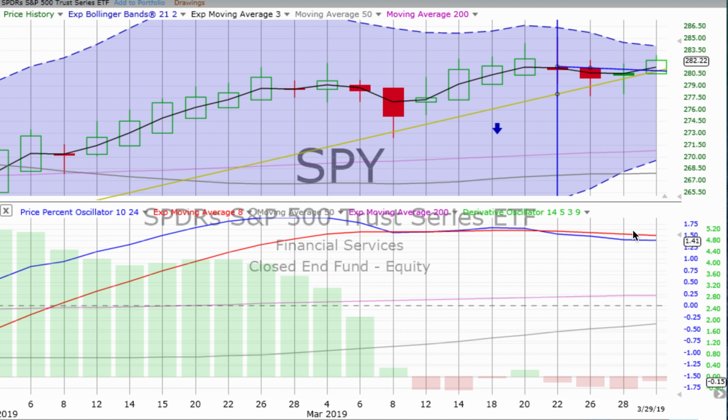Now, here's the deal, though. Price percent oscillator is negative. Derivative oscillator losing downward momentum. So we'll continue to see what we see. But remember, we don't have a trade in the S&P 500 because that 2-day chart is down.